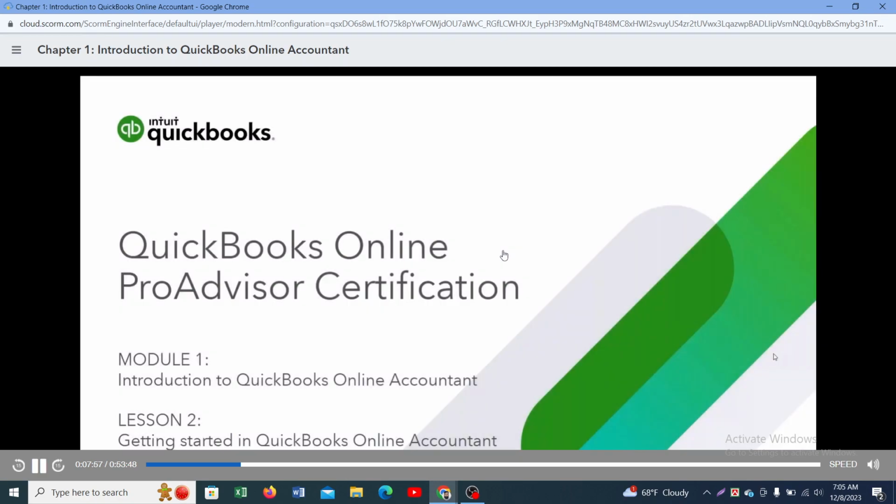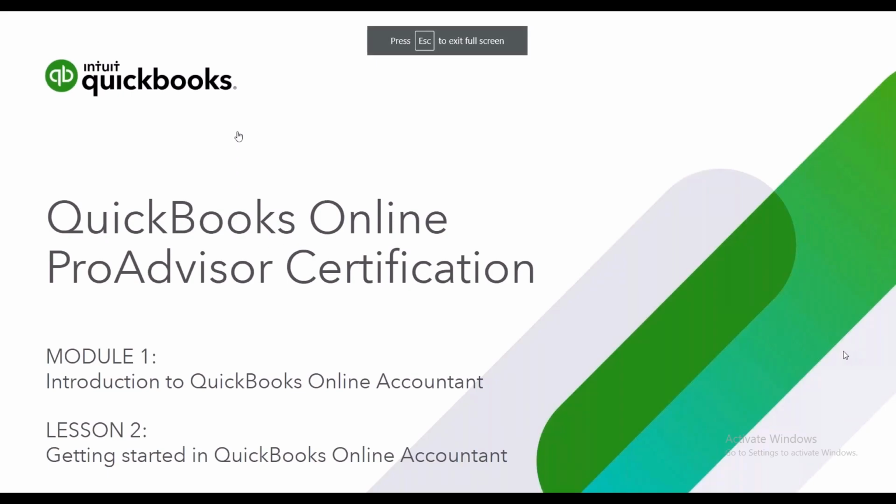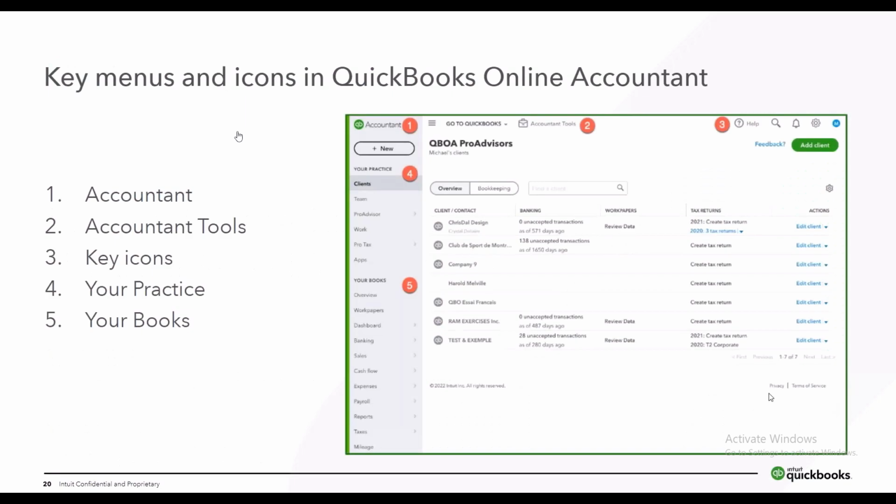Okay, so let's get into an introduction of QuickBooks Online Accountant. We are going to go through what it looks like, what this is kind of for. So these are the 5 key areas that we're going to be talking about for the next few slides. So we have our home button here, the accountant home button. We have our accountant tools, practice, number 4, and your books, number 5.